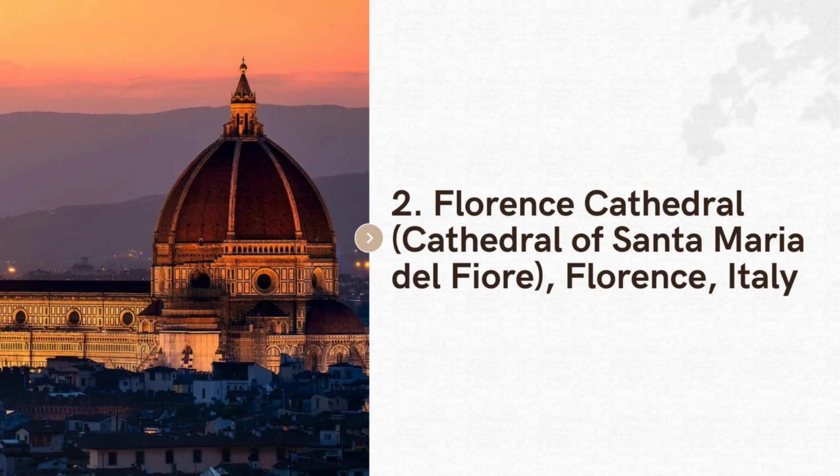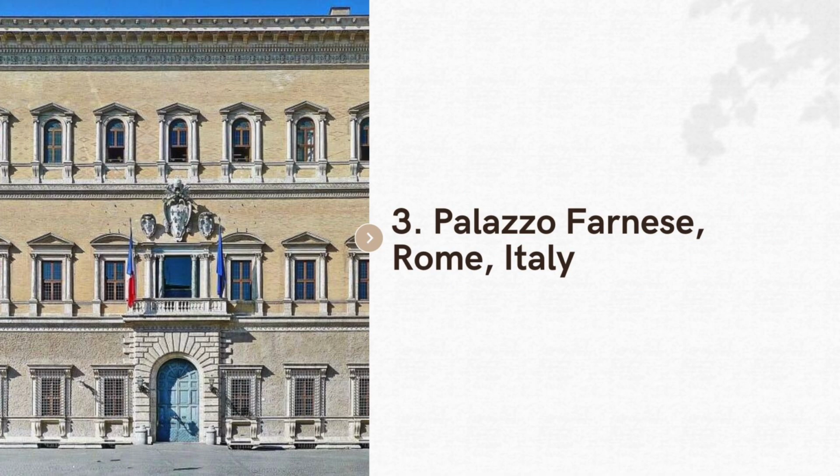Second one is the Florence Cathedral, that is in Florence, Italy. The architect is Filippo. Features: the cathedral is renowned for its massive dome, which was an engineering marvel of its time. Filippo's innovative use of double shell construction and herringbone brick pattern allowed for the construction of the dome without traditional scaffolding.